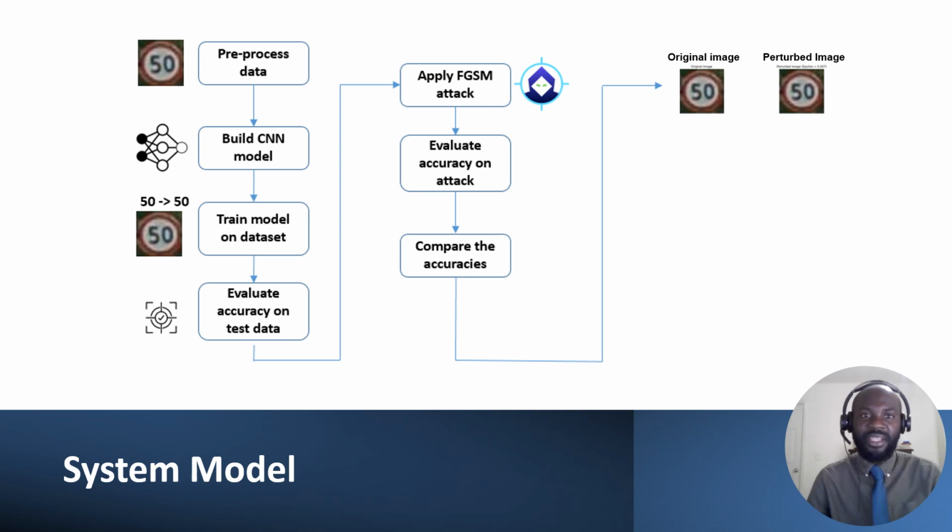And then we apply the FGSM attack, which is the fast gradient sign method. We implement the fast gradient sign method as the attack approach. Then we evaluate the accuracy under the attack. So this simply entails assessing the model's accuracy under the given attack. Then we compare accuracies. This entails comparing the accuracy results before and after the attack. And finally, we analyze the results of both the original and perturbed images.